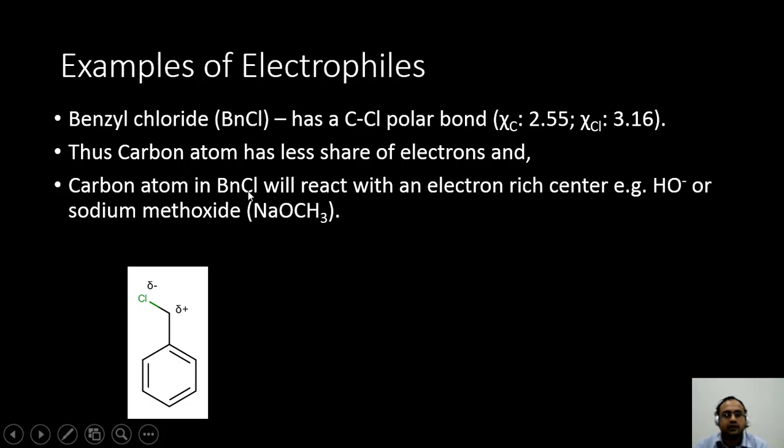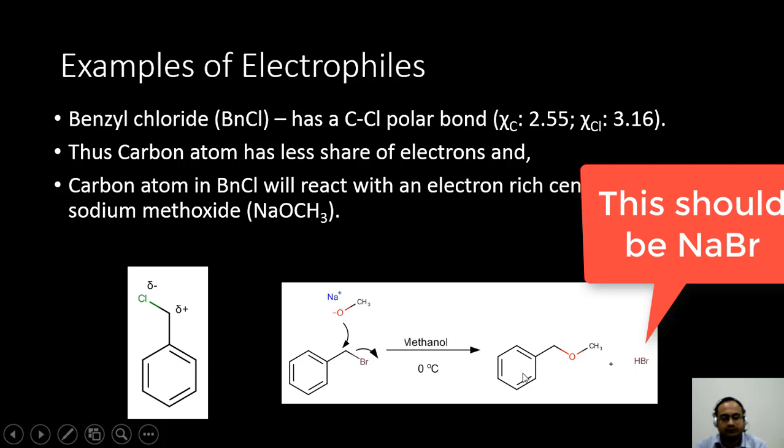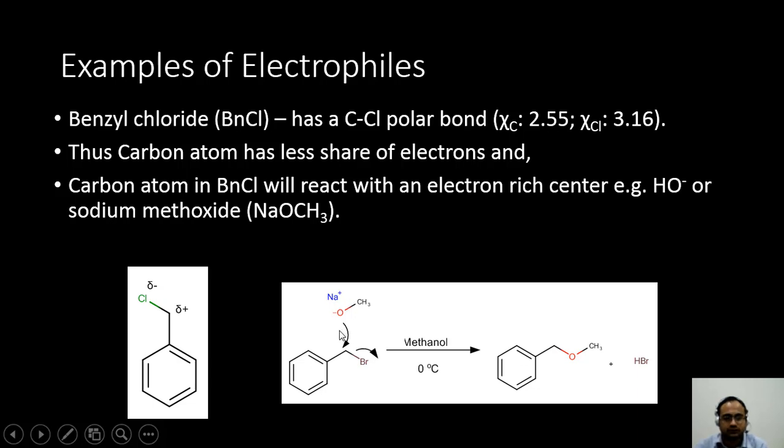Therefore, the carbon atom in benzyl chloride will react with an electron rich center, for example, sodium hydroxide or sodium methoxide. The oxygen atom in both these molecules is the electron rich center. Now, if you allow sodium methoxide and benzyl bromide to react, the electrophile will be attacked by the nucleophilic oxygen atom, and the bromine will be kicked out from the molecule, and it will give you an ether. This is a typical SN2 reaction we have studied in the last semester.